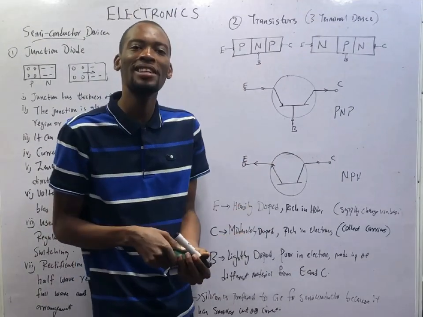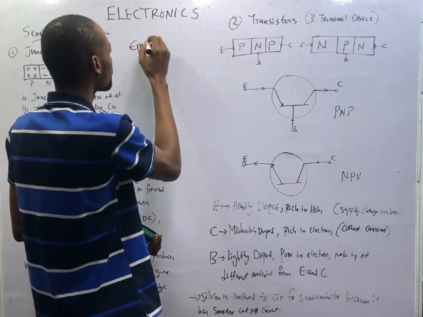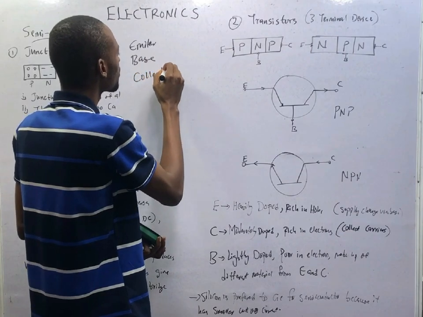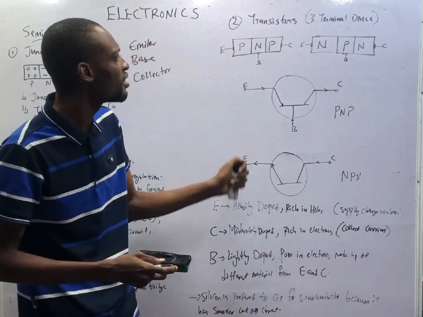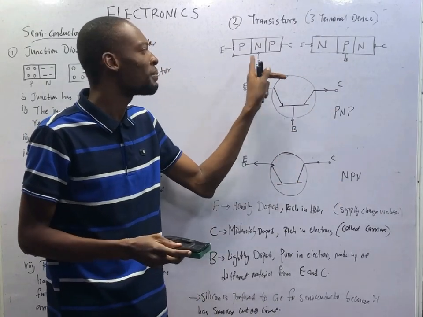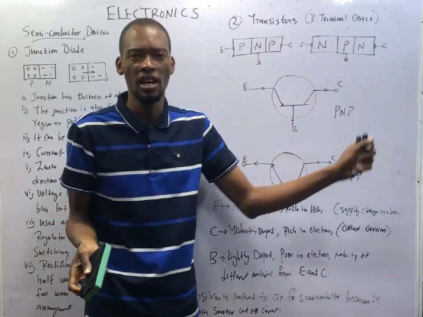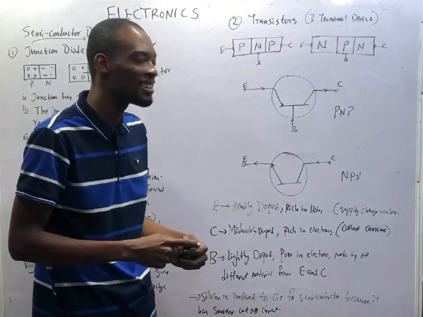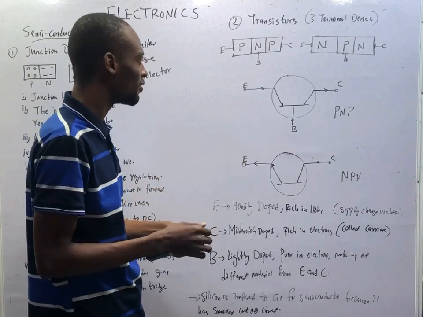So, transistors are three terminal devices. And the three terminals are the emitter, the base, and the collector. These are the three terminals of a transistor. And in transistors, you have the PNP type and the NPN type. The PNP type has the two outer parts positive and the middle negative, and NPN the reverse. PNP and NPN transistors.